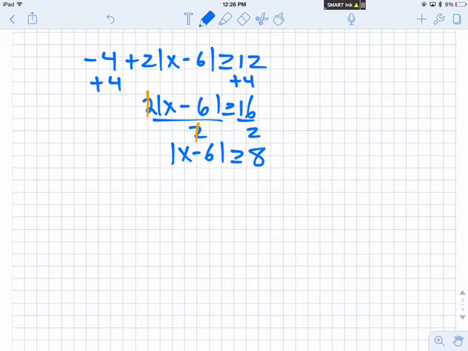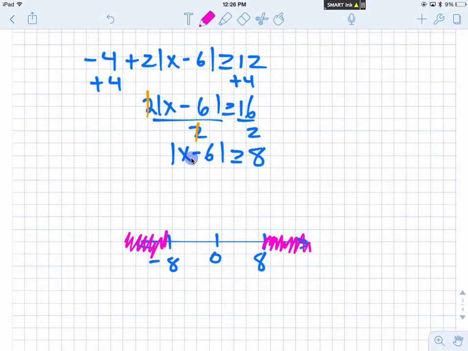That's kind of nice. So it means that x minus 6, its distance from 0 on the number line, has to be at least 8. x minus 6 has to exist either out here to the right of 8 on the real number line, or out here to the left of negative 8 on the real number line. And it can be exactly 8. It can be exactly negative 8.